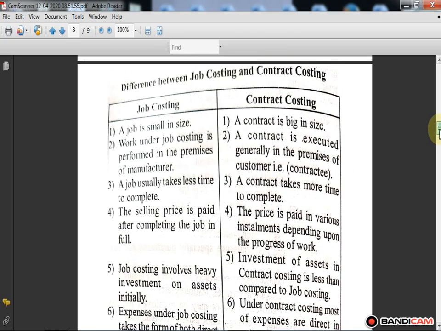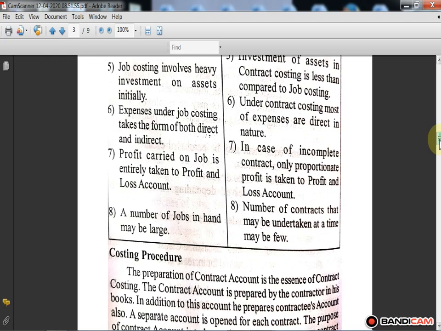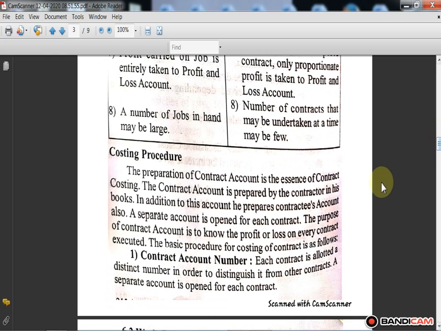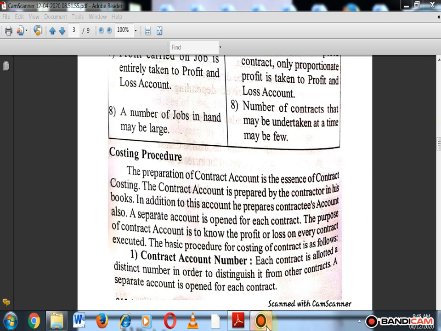Now we are going to discuss the costing procedure.